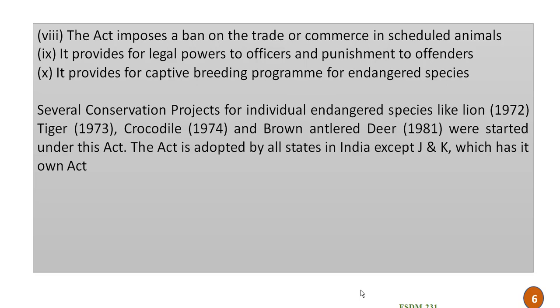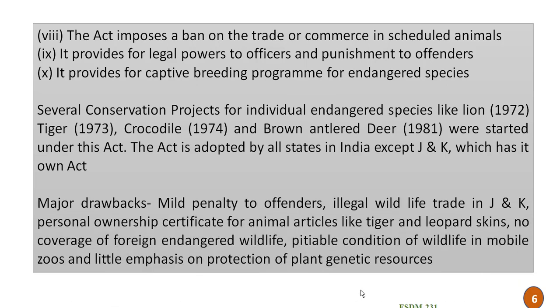The Act is adopted by all states in India except Jammu and Kashmir, because Jammu and Kashmir has its own Act. Major drawbacks of this Act are the mild penalty to offenders and illegal wildlife trade in J and K, that is Jammu and Kashmir. Then personal ownership certificates for animal articles like tiger and leopard skin, no coverage of foreign endangered wildlife, pitiable conditions of wildlife in mobile zoos, and little emphasis on protection of plant genetic resources.